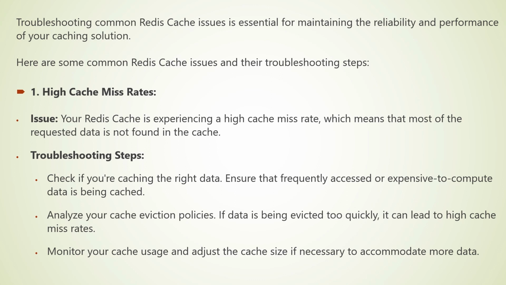Troubleshooting steps. Check if you're caching the right data. Ensure that frequently accessed or expensive to compute data is being cached. Analyze your cache eviction policies. If data is being evicted too quickly, it can lead to high cache miss rates. Monitor your cache usage and adjust the cache size if necessary to accommodate more data.